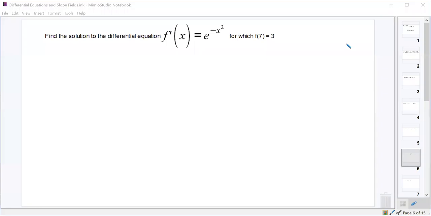We want to find the solution to this differential equation, f prime, which is the same as dy/dx, equals e to the negative x squared. And we want f of 7 to equal 3. So it's an initial value problem. And we just need to integrate, right? Well, what's the integral of e to the negative x squared?